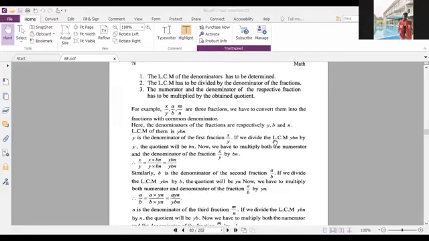Here, the denominators of these three fractions are y, b, and n. Now see the first step, the LCM of the denominators has to be determined. Here, the denominators of these three fractions are y, b, and n, and the LCM of these is ybn. Step 2 says the LCM has to be divided by the denominator of the fractions.